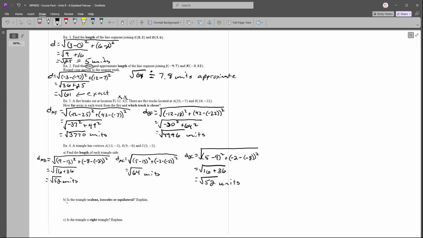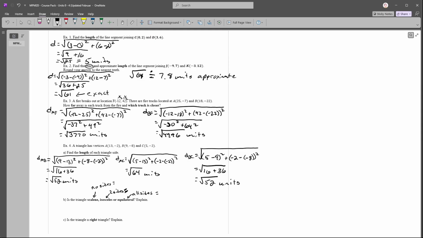Now the next question is: is the triangle scalene, isosceles, or equilateral? Well, in order to answer this, we need to know what all those things mean. An equilateral triangle means all sides are equal. An isosceles triangle means 2 sides are equal. Let me just draw an equal sign there, might be easier. 2 sides are equal. And then a scalene triangle means no sides are equal. So if I ask you to classify a triangle, I'm asking you to look at each of the lengths and say, well, which one is it?